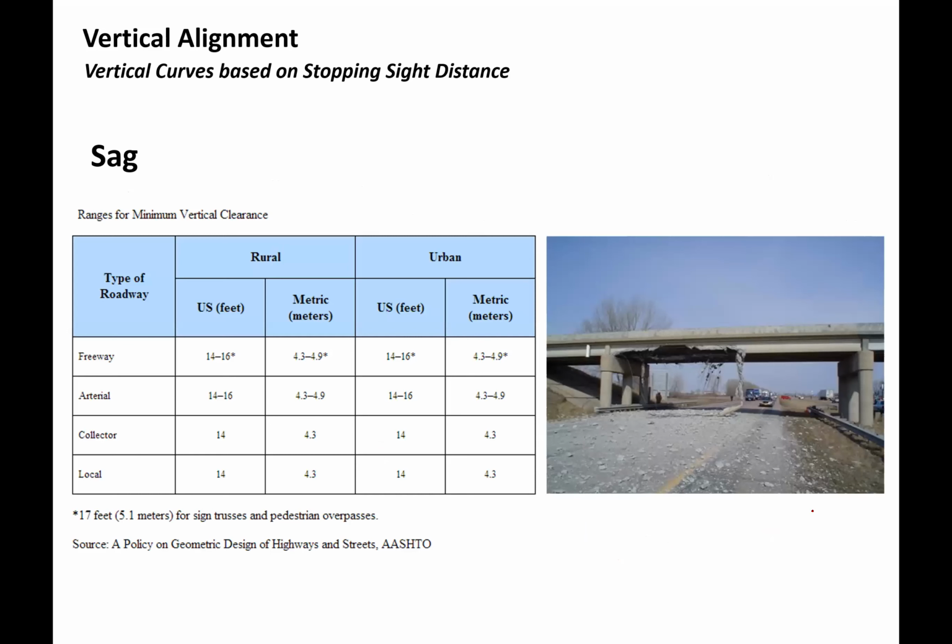So we do have some guidance from AASHTO on the minimum vertical clearance heights. For freeways, anywhere from 14 to 16 feet. If we're on an arterial, also 14 to 16 feet. If we're on local roads or collector roads, at least 14 feet. So we could start here and use C is 14, and then compute out what our length of curve would need to be in order to maintain that clearance height.